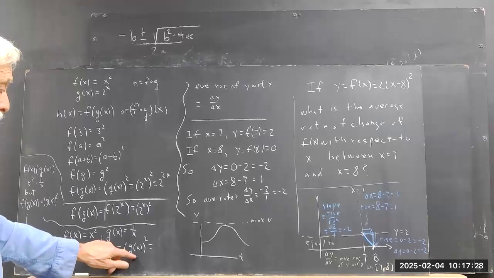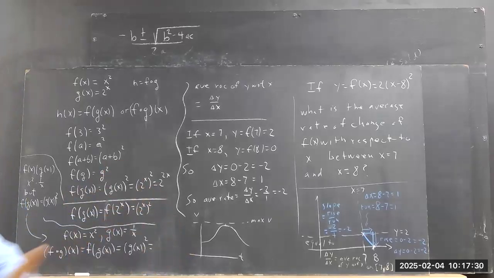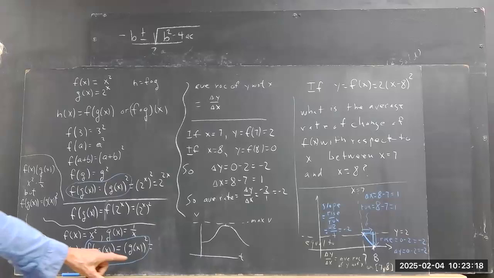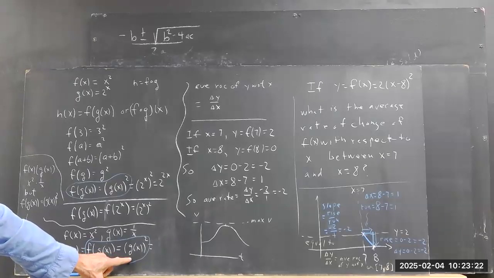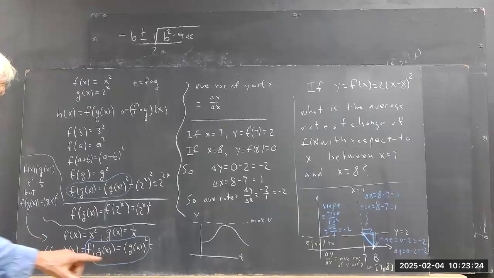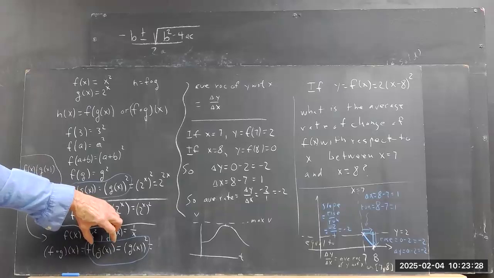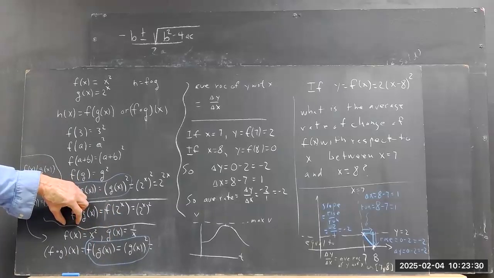Now, what do you get? What is G of X? All you have to do is plug in G of X. What we're going to say is then F of G of X is G of X squared, because this tells us to plug G of X into the F function.